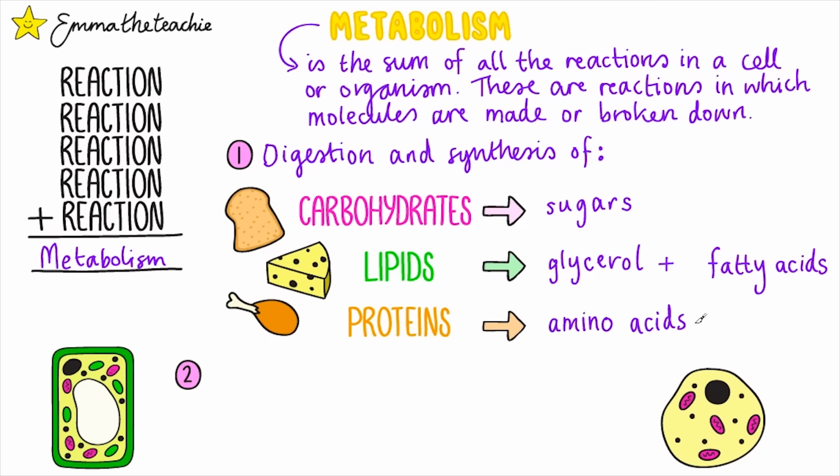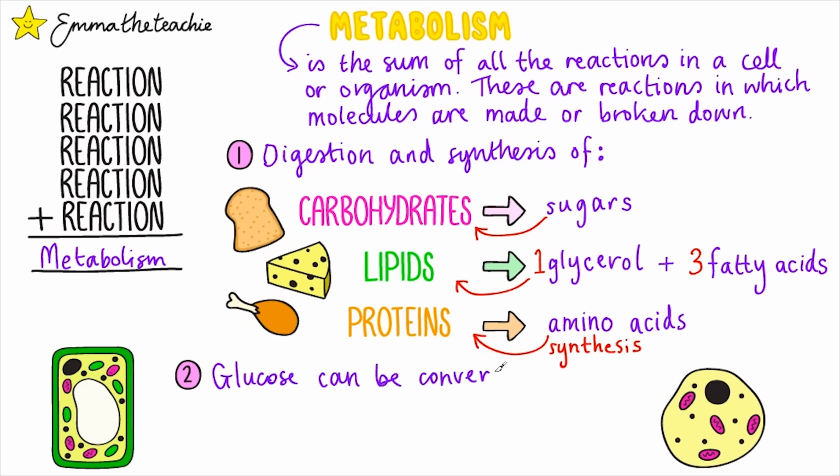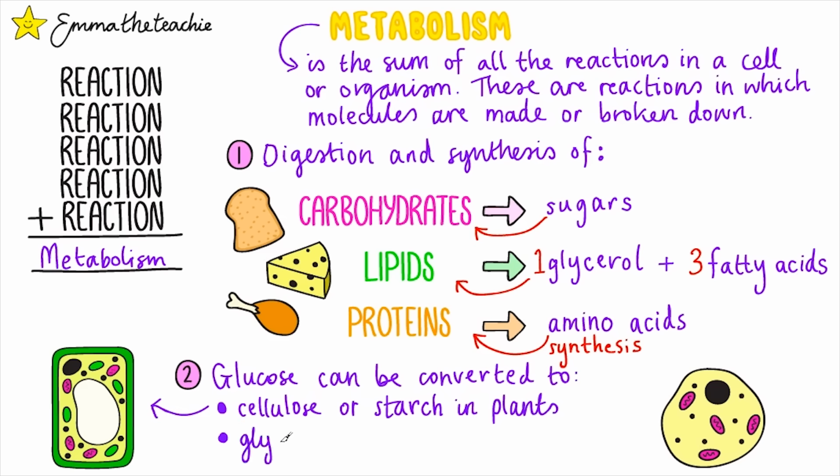An extra bit of detail to learn is that lipids are synthesized from 1 glycerol molecule and 3 fatty acid molecules. Synthesis is the opposite of digestion or breaking down, so it's just going in the reverse, and the small molecules build up the bigger molecules. Our next process is that glucose can be converted into starch or cellulose in plant cells. In animal cells, it can be converted into glycogen. This is an energy store for later use.